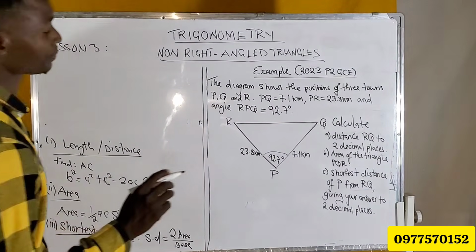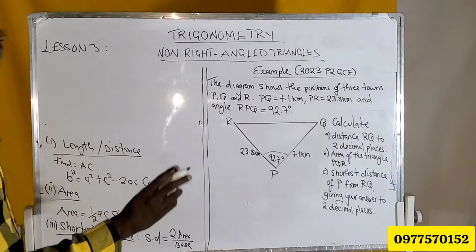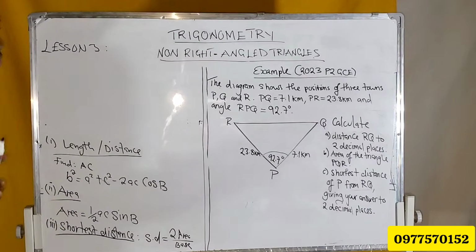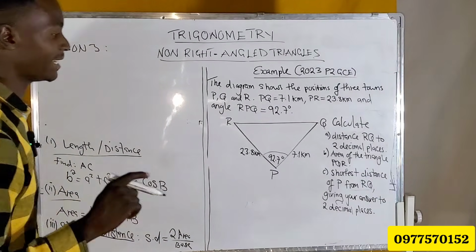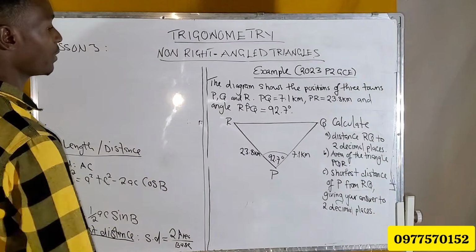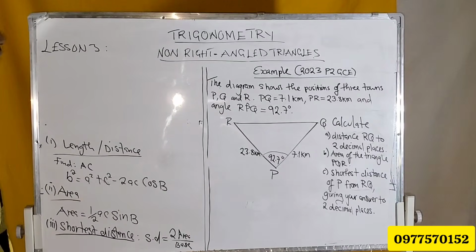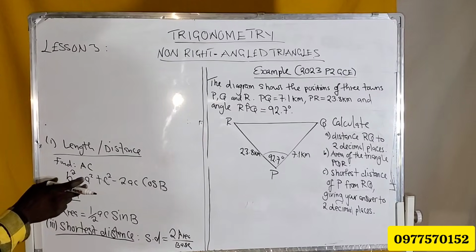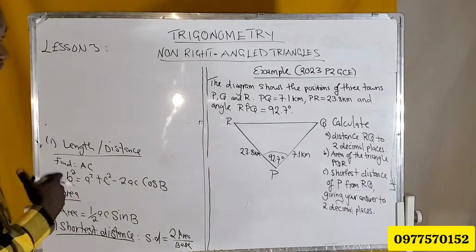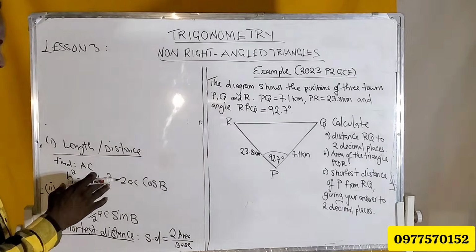Okay, so it is the cosine rule. So the diagram below shows the positions of 3 towns, P, Q and R. PQ is 7.1 kilometers, PR is 23.8 kilometers, and angle RPQ, which is angle P, is 92.7 degrees. Calculate RQ in 2 decimal places. Now, it is easy. This is same as distance. Remember what I said, that you don't just master this formula. You need to understand how this formula is brought about.